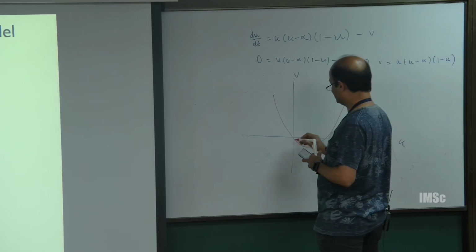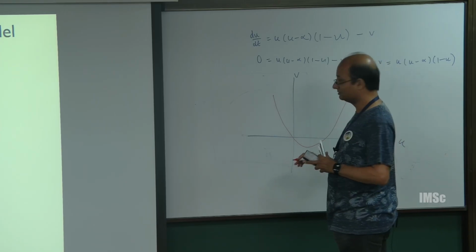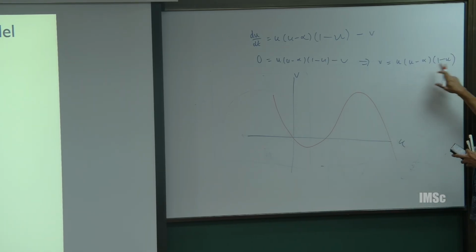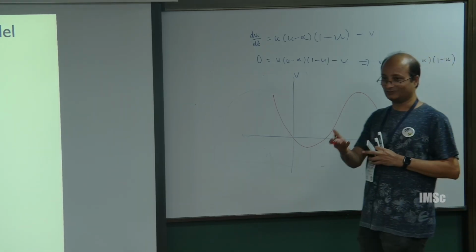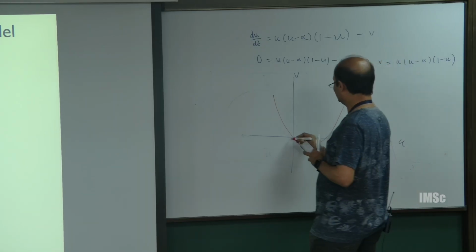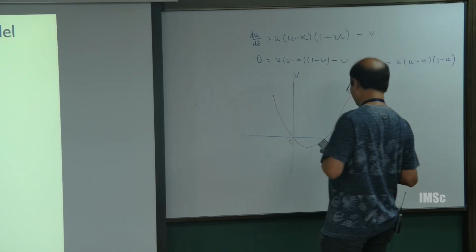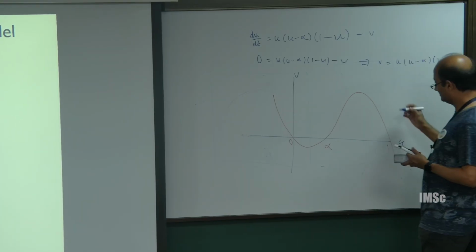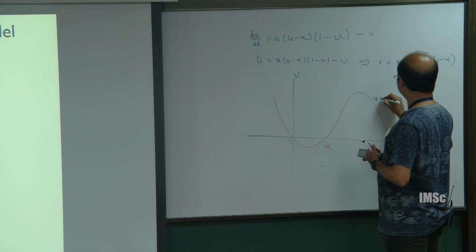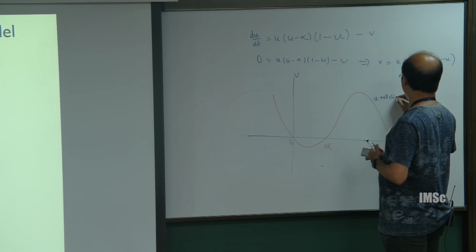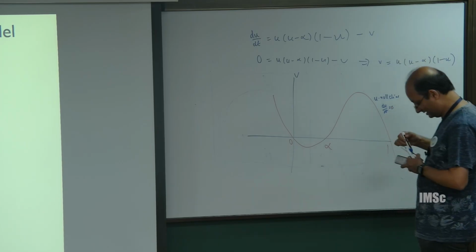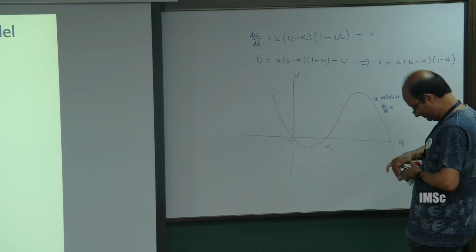It has three roots, because notice it has the factors u minus 0, u minus alpha, and 1 minus u. Those are the points at which v is 0: 0, alpha, 1. So this is called the u nullcline, that is, du/dt equal to 0. Now I need the v nullcline.